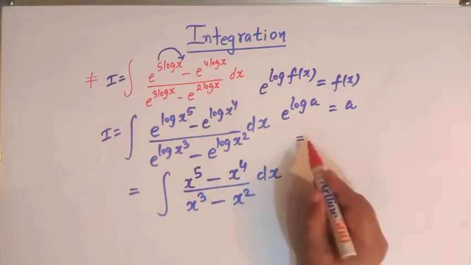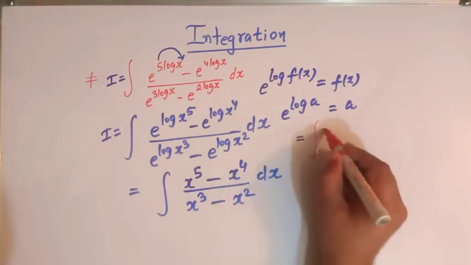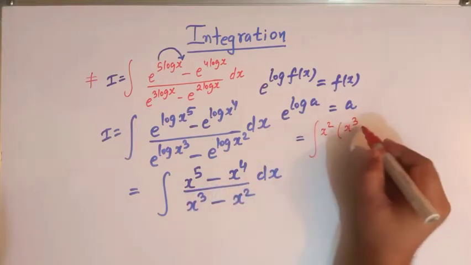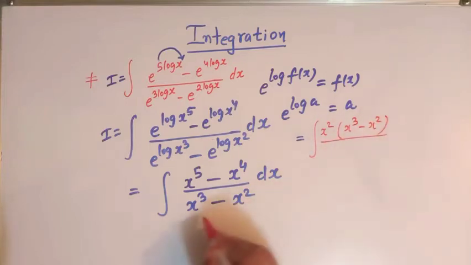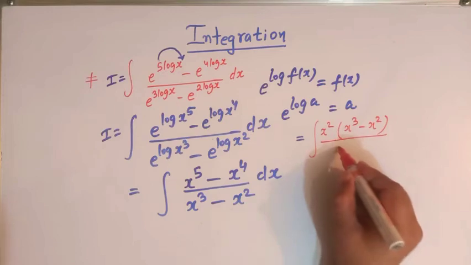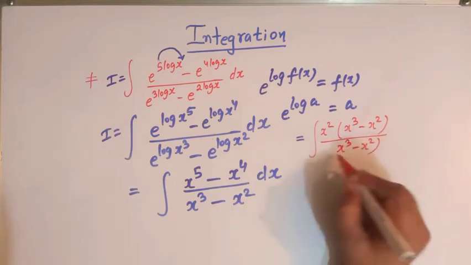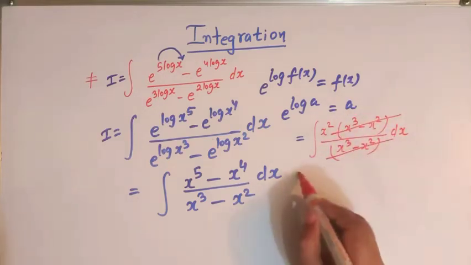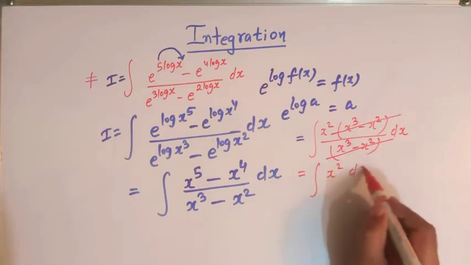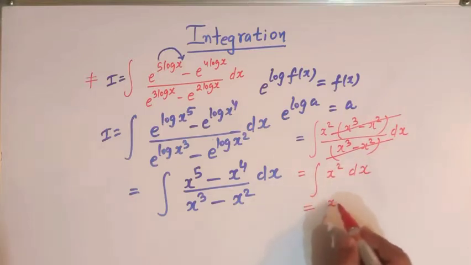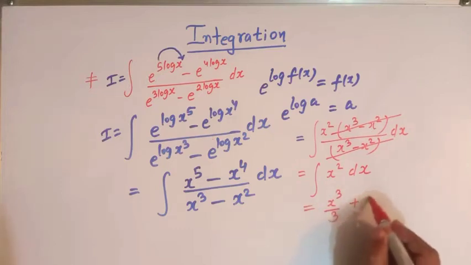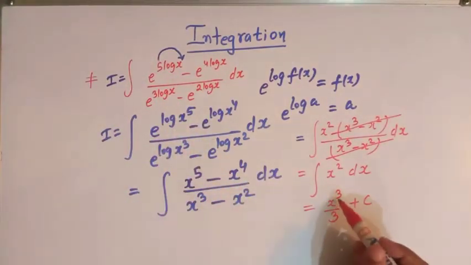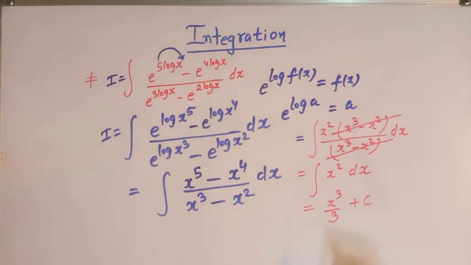Now if we take x square common from the numerator, we have x cube minus x square, and here we have x cube minus x square dx, right? Now this factor and this factor get cancelled, so we are left with integral of x square dx. So this is x cube by 3 plus c. So viewers, the integral of this function is x cube over 3 plus c.